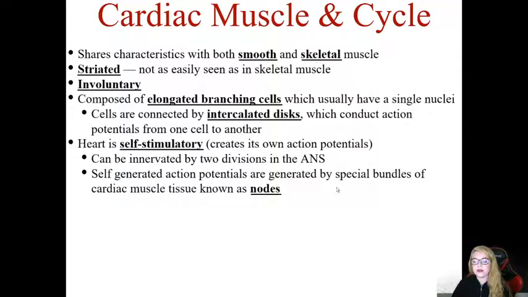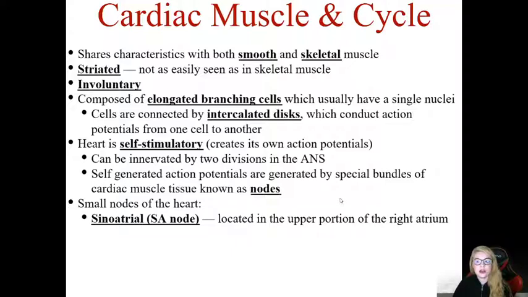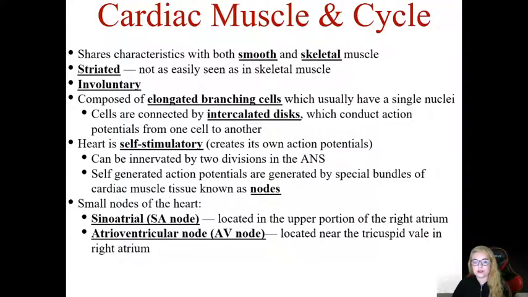You have small nodes of the heart, the first being the sinoatrial node, sometimes referred to as the SA node, and this is located in the upper portion of your right atrium. Additionally, you have the atrioventricular node, also known as the AV node, and that's located near the tricuspid valve in the right atrium.